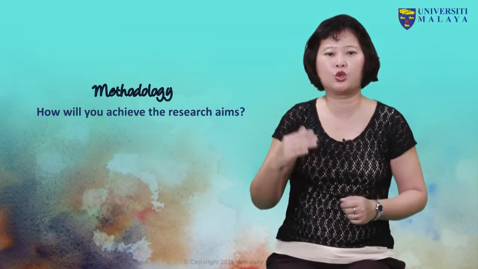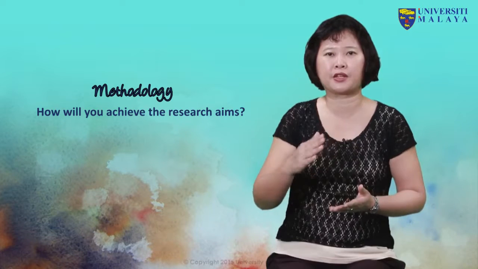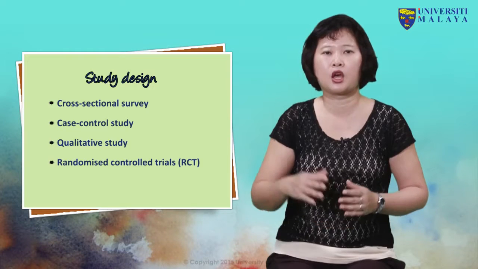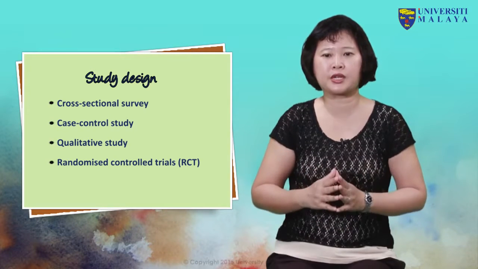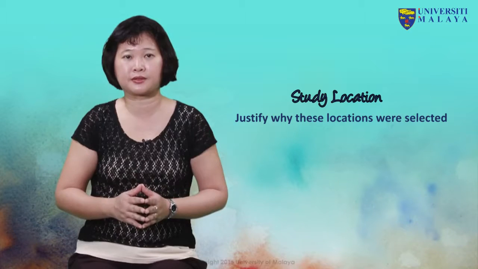Methodology describes how you will achieve your research aims. This section can be divided into several sections. Firstly, study design. You need to describe which study design you selected and why. Study location is where you are recruiting your participants or collecting your data from. You will need to justify why you selected the site, as readers would want to know.